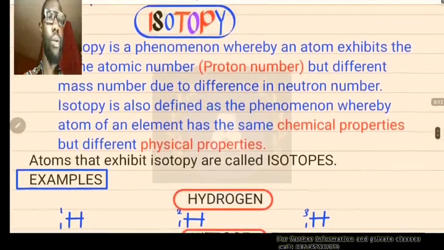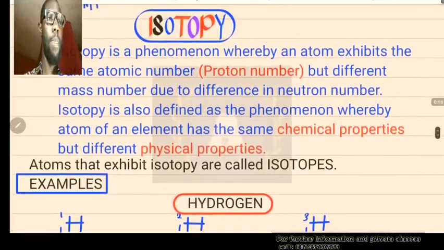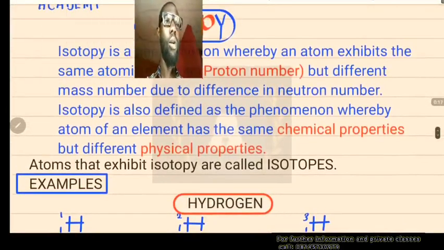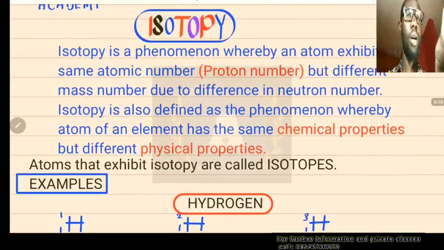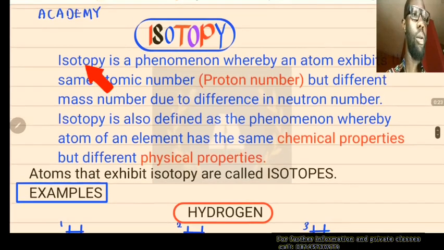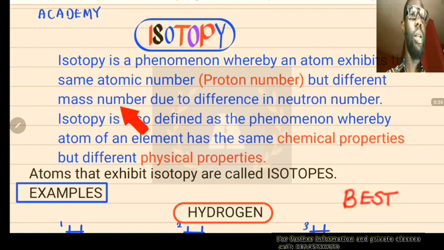Today we want to unravel the concept that has to do with isotopy. So, what is isotopy? Isotopy is a phenomenon whereby atoms exhibit the same atomic number but different mass number due to difference in neutron number.